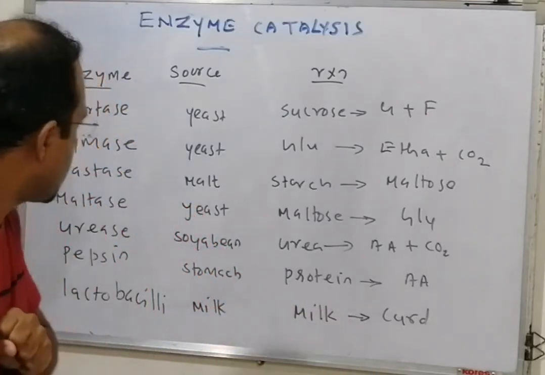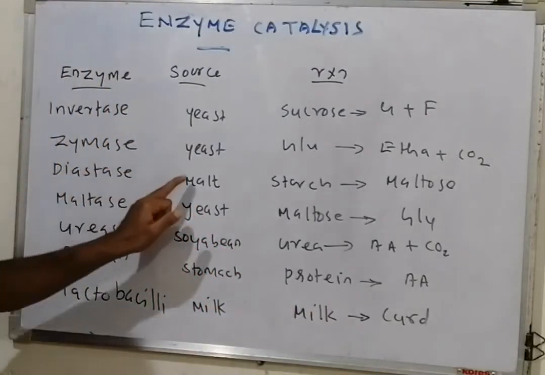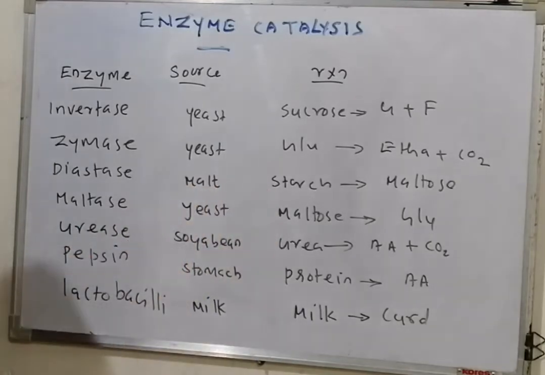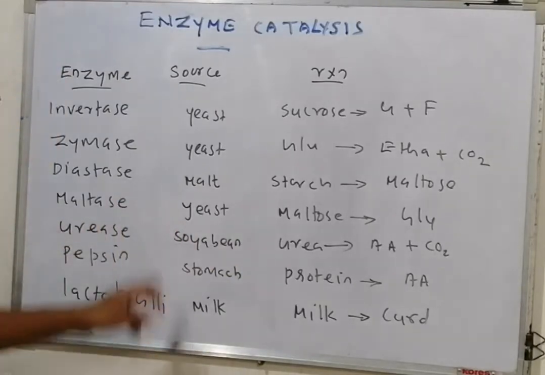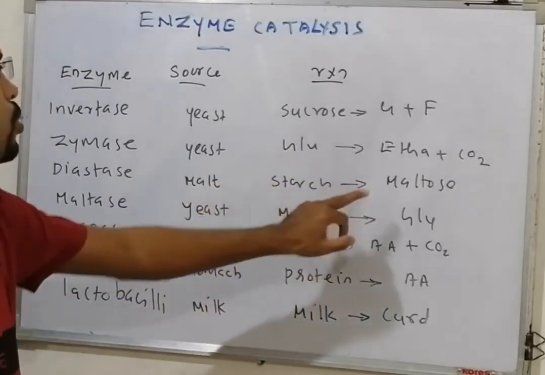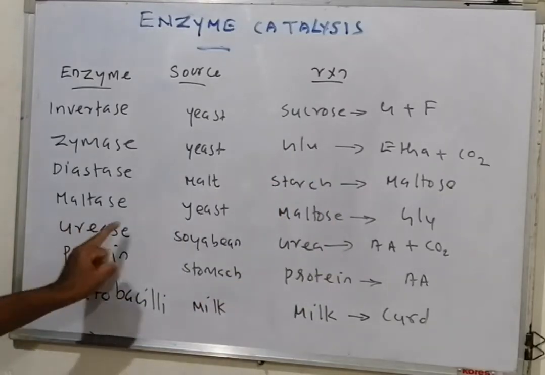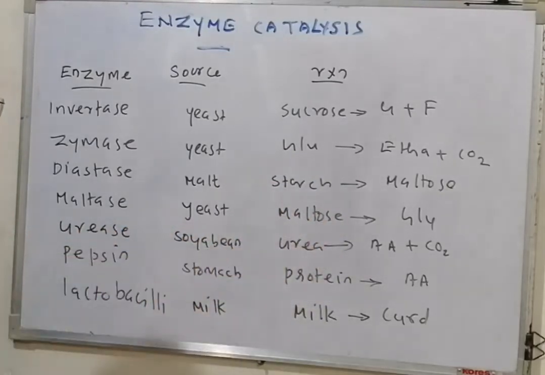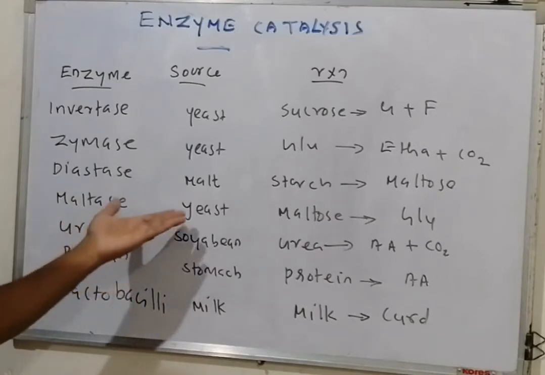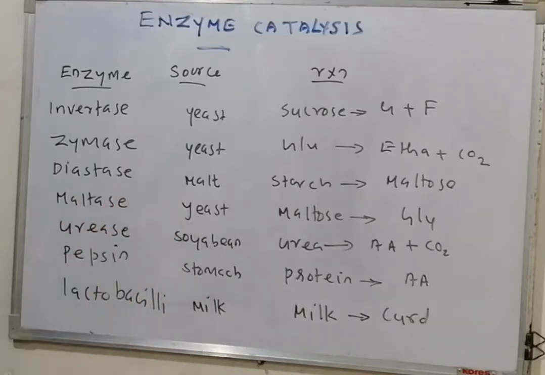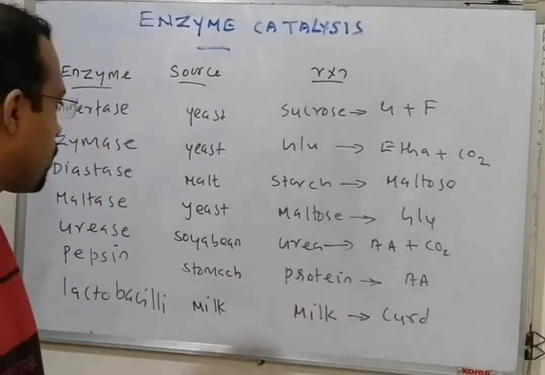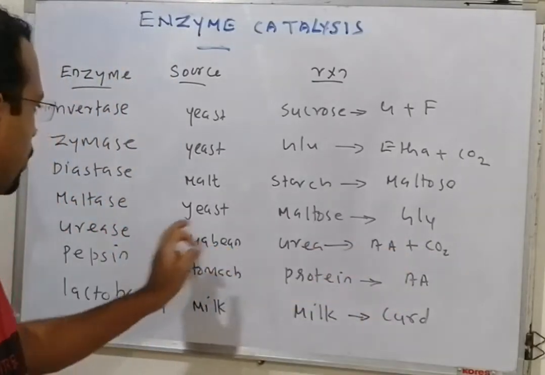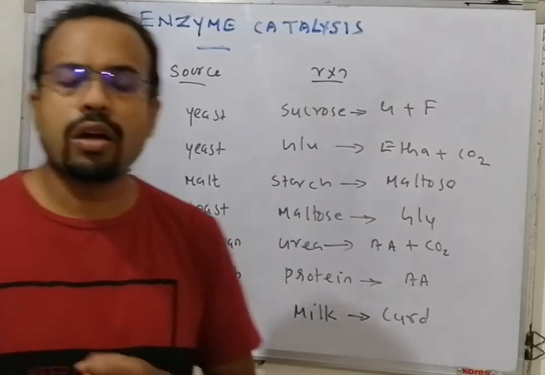Then diastase, from malt, converts starch, a carbohydrate, into maltose. Maltase converts maltose into glucose, again from yeast. Urease, from soybean, converts urea into amino acid and carbon dioxide. Soybean is some kind of bean.